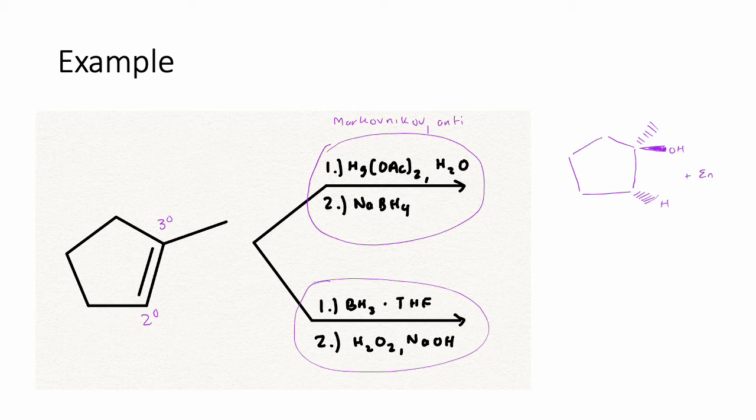Next, we need to add water via hydroboration oxidation, which is anti-Markovnikov and syn addition. So that means the secondary carbon is going to get the hydroxyl group, and the tertiary one is going to get the hydrogen. And I'll just write plus enantiomer for the other enantiomer that results from this. And that's it.